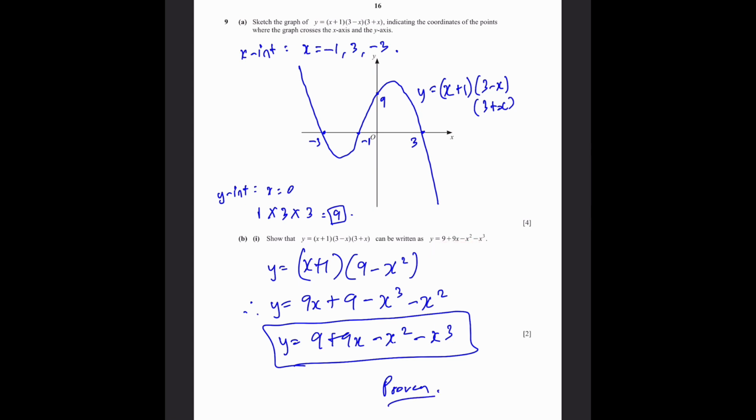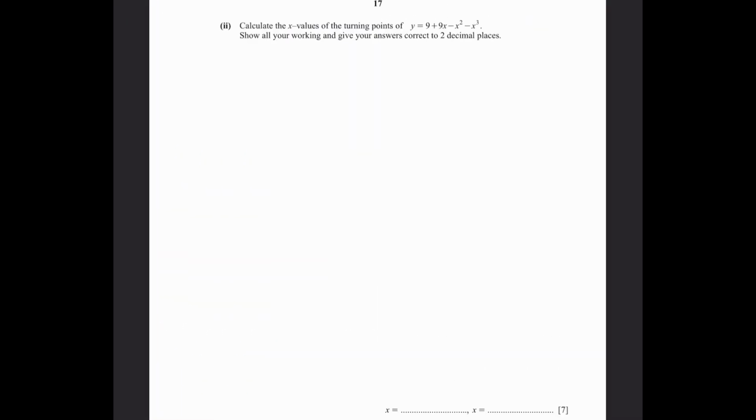That'll be our answer. Now going to part 2. Calculate the x values of the turning points of y equals 9 plus 9x minus x squared minus x cubed. Show all your working and give your answers to 2 decimal places.